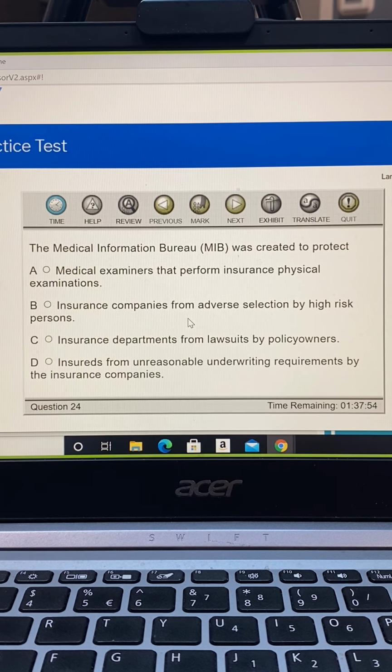The Medical Information Bureau was created to protect medical examiners that perform insurance physical examinations. Nope. Insurance companies protect against adverse selection by high-risk persons. Exactly. They're going to share information with each other.